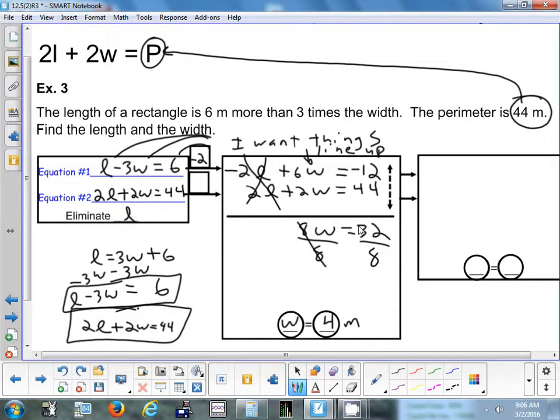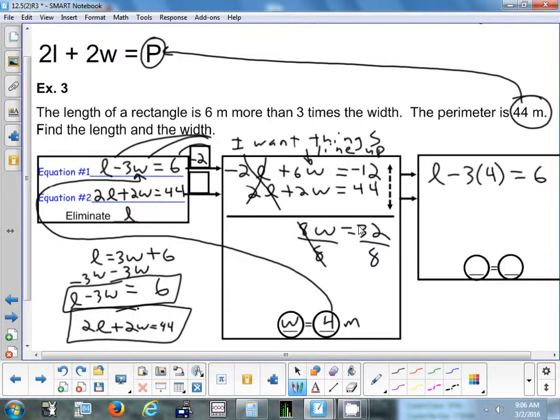Now, how do I get the length? Plug it back in. Okay, I think what I'm going to do is put it in the top one. That's the easiest. L minus, what are we filling in for W? Four. Yep, fill in 4. Equals 6. Okay, again, as Mr. Rice said, in this step you should only have one letter. If you have two letters in the third box, something went wrong. So L minus 12 equals 6. So what is my length of the rectangle? Yep, it's going to be 18 meters.